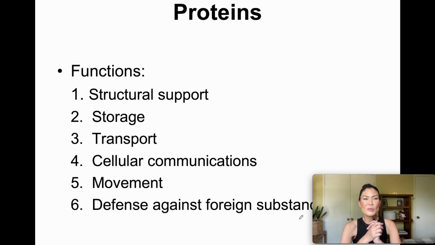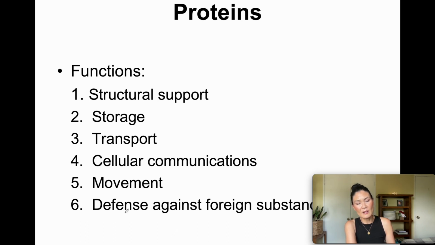All right, next topic is proteins. There are several functions of proteins. I would say proteins are the largest category of macromolecules that make up living things, because proteins can do so many things. They provide structural support, storage, and transport for the cell or the body. They're used for cell communication, movement, and defense against foreign substances, like antibodies. Antibodies are proteins that attack foreign things like viruses and bacteria.